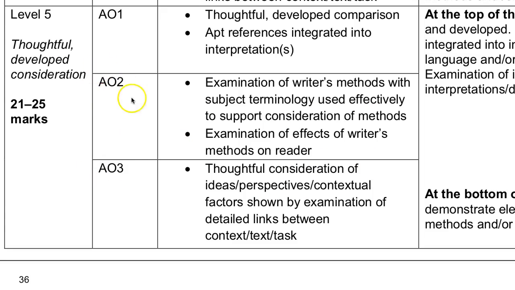So let's go into the terminology, AO2. We've got subject terminology used effectively already, and so I'm automatically, as an examiner, prompted to think that this is in level 5. And this means I'm prompted to think it must be thoughtful.